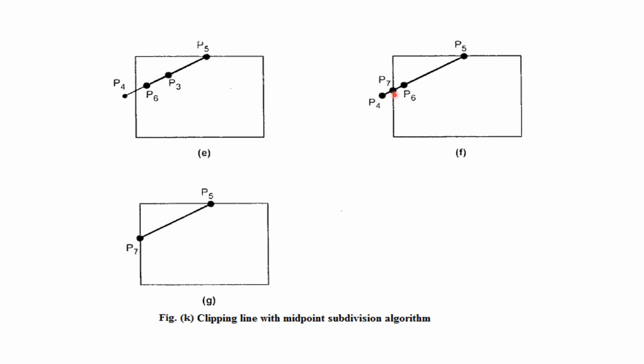So we will take this point and discard all the other points. So this way we got two points which are lying on the boundary. So these points are taken off the line and the rest of the points are neglected or discarded. So this is how line clipping is done with the help of midpoint subdivision algorithm.